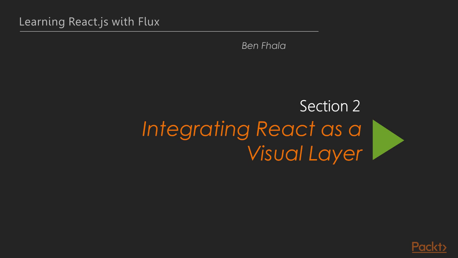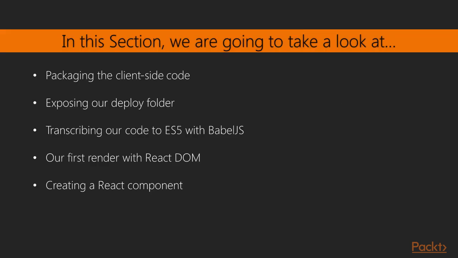Welcome back, and you're already in chapter 2. In this chapter, we're going to integrate React as our visual layer. Throughout this chapter, we're going to package up our client-side code. We'll expose a deploy folder. We'll transcribe our code from whatever version of code we have into ES5 with the help of Babel.js. And we'll also render our first rendering with React DOM and even create our first React component.